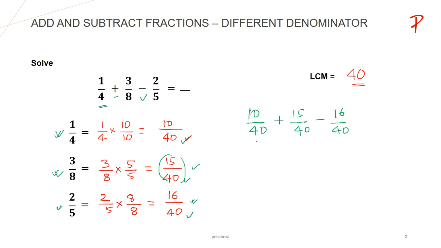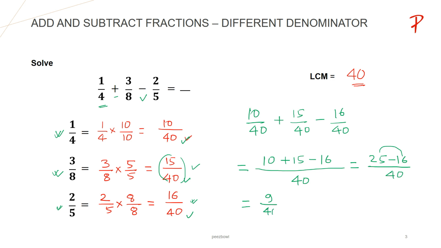Now we have common denominator, so it becomes very simple to solve this fraction. At the denominator's place, I will write 40 and at the numerator's place, I will write 10 plus sign, 15, then minus sign and 16. Now 10 plus 15 is 25, minus 16, upon 40. Now 25 minus 16 is 9 and at the denominator's place we have 40.